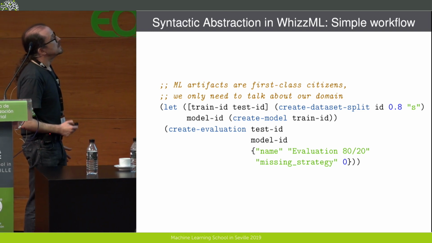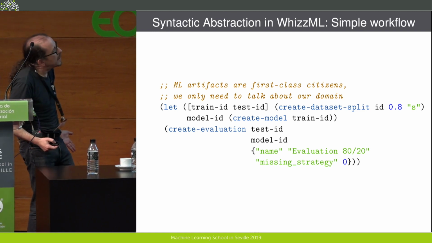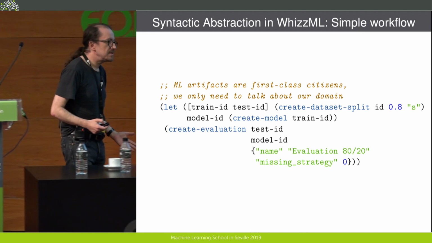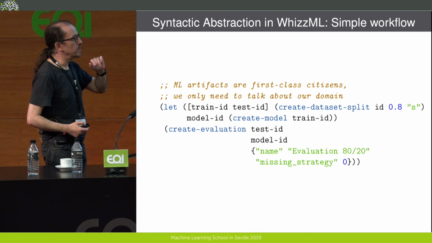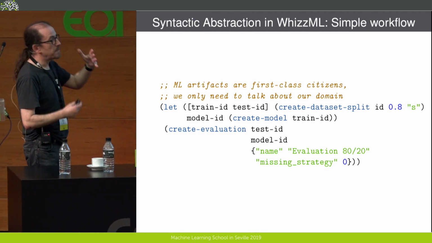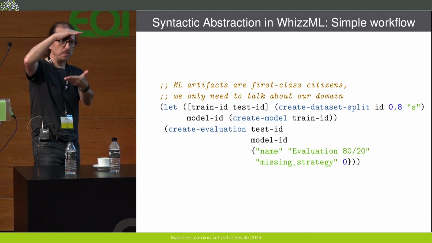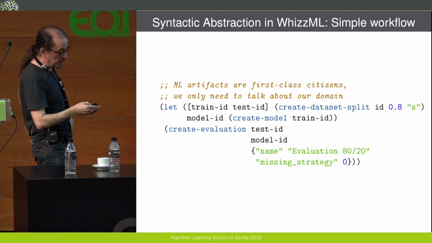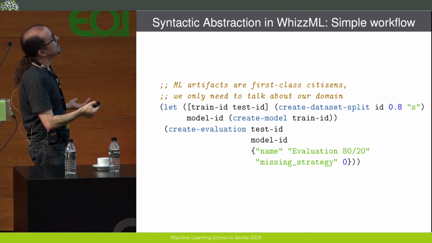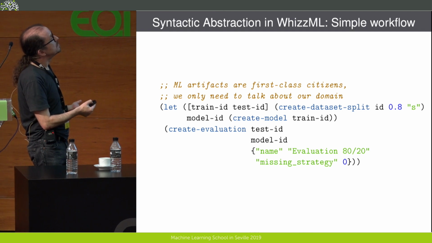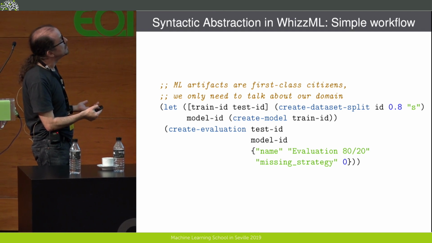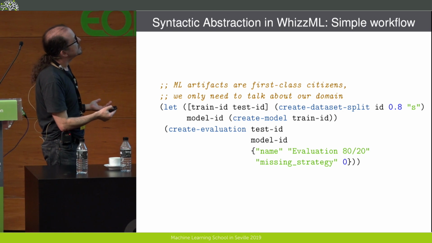So this is simpler. You might not like the parentheses, you might not like the syntax, but it's objectively, just forget for a moment if you don't, much more abstract and much more compact. It's a domain-specific language, so it's only talking about the operations that you are interested in. You want to create a dataset split with some ratio, that's the seed.